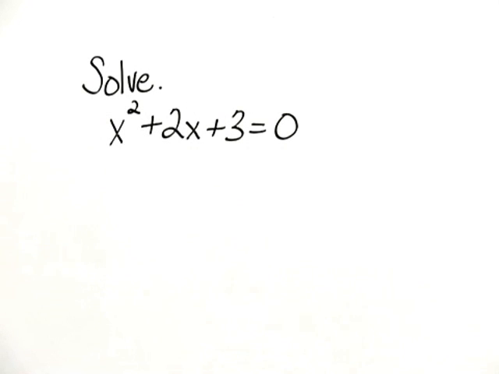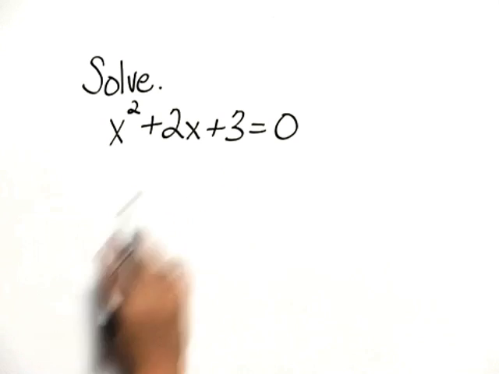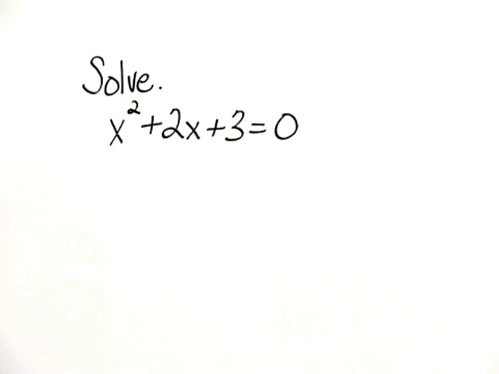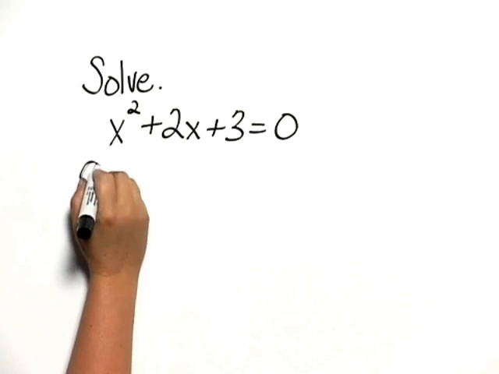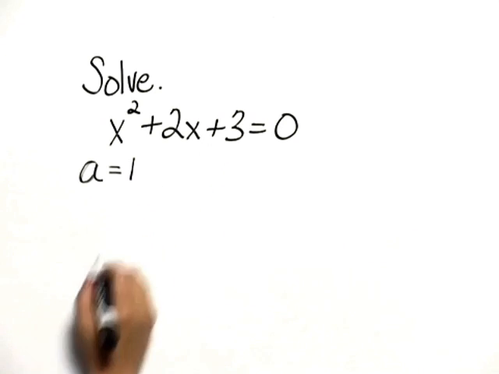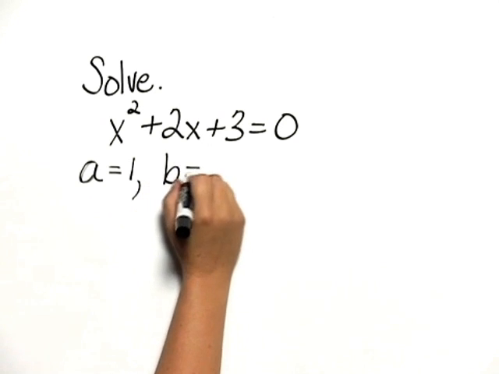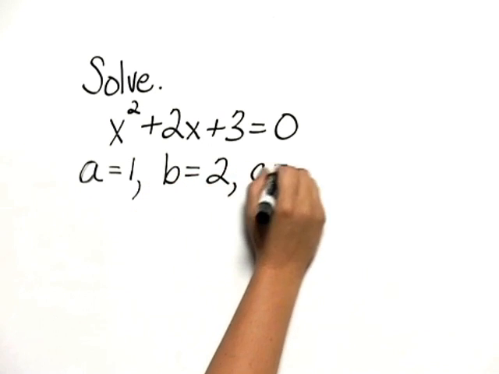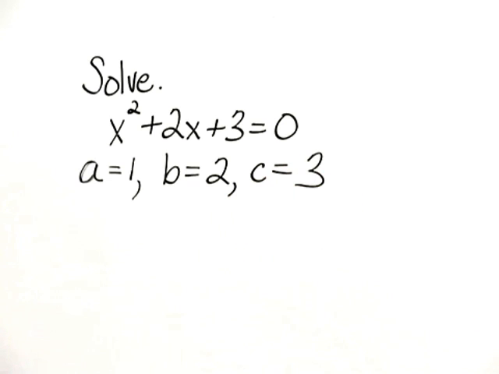Solve x squared plus 2x plus 3 equals 0. This does not factor, so we can't use the principle of zero products, so instead we'll use the quadratic formula. We'll let a equal 1, since that's the coefficient of the x squared term. b is 2, and c would then be 3.